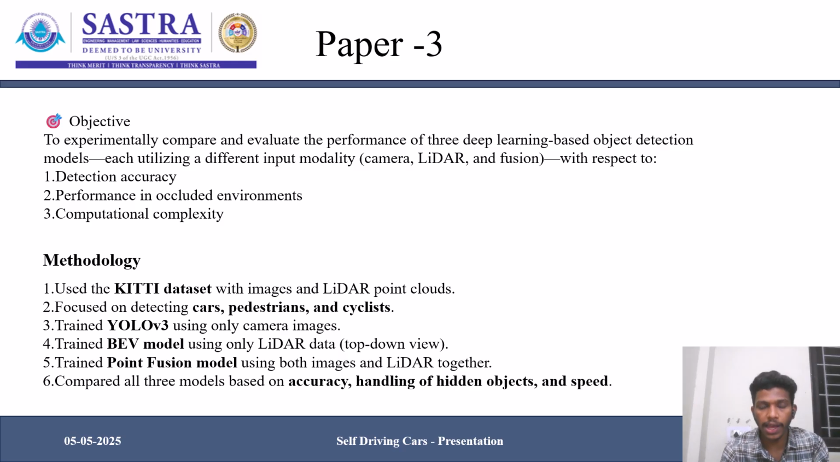Methodology: first, they have taken the KITTI dataset with images and lidar point clouds. They mainly focus on detecting cars, pedestrians, and cyclists. They trained the YOLO V3 and DNN models like YOLO and MV3D on different modalities using the KITTI dataset and compared the accuracy and robustness. They trained the BEV model for the lidar data, and they trained a point fusion model on both images and lidar data together for the sensor fusion technique.